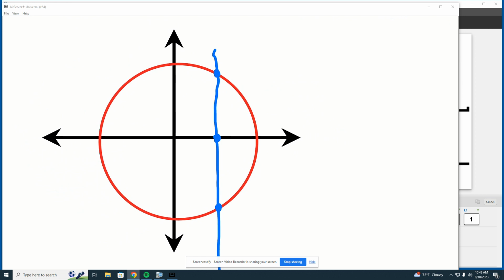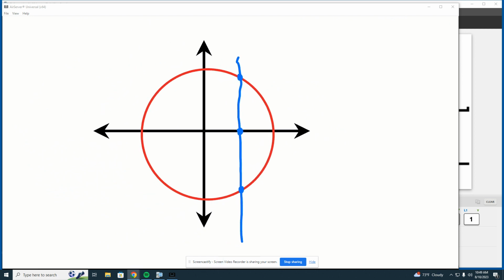Vertical line test. A vertical line test determines whether or not a graph can be a function. What does a vertical line test tell me? Whether or not a graph can be a function. Can you remember that? No. You can't? That's not hard, right? It's not hard. That's not a function.